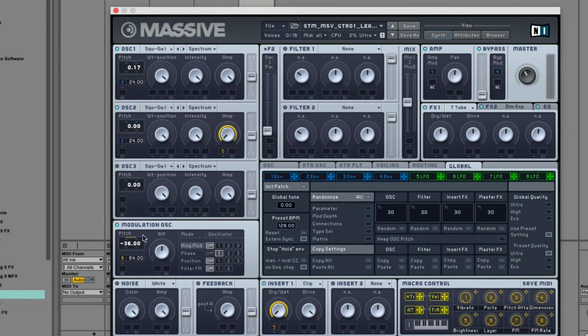We're using mod OSC phase modulation on the first oscillator. The pitch is -36, and the phase modulation's all the way left, the knob, in case I didn't mention that. Okay, we're using T-tube with dry, wet, and drive set in the center. Dimension expander set all the way left.